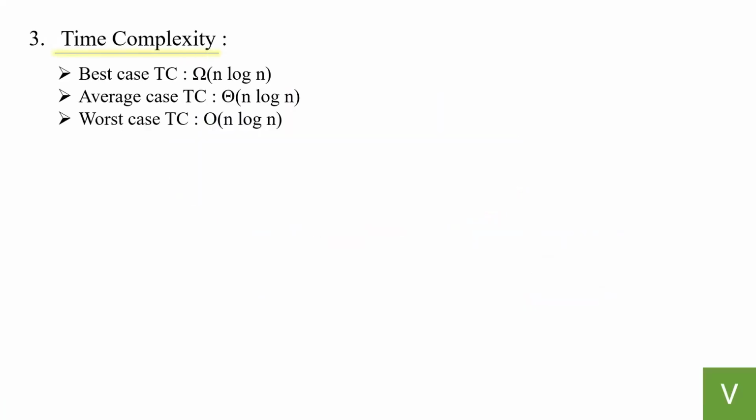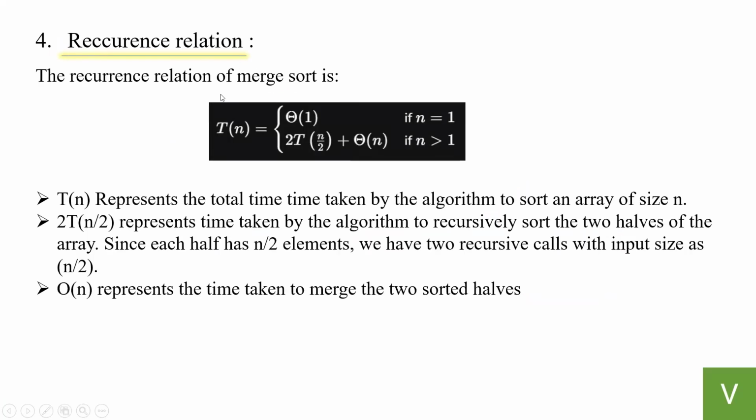So let us see the time complexities. The best case time complexity is omega of n log n. The average case is theta of n log n, and the worst case is big O of n log n. Here all the time complexities are similar. Here log n means that as the input array size increases, the time complexity keeps increasing. So this is the time complexity of merge sort.